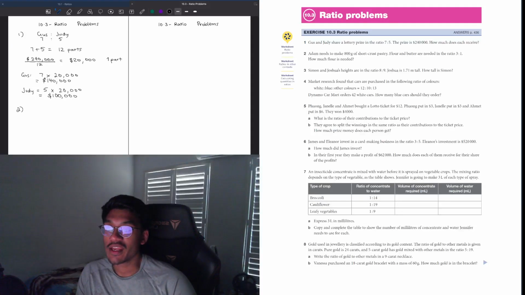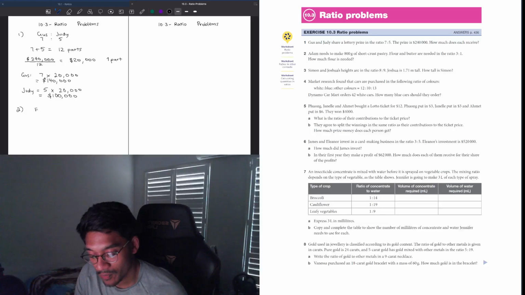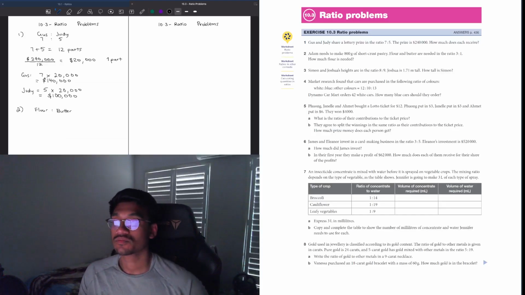Question 2. Adam needs to make 800 grams of short crust pastry. Flour and butter are needed in the ratio of 3 to 1. How much flour is needed? So we know that there's a total of 800 grams of this pastry, and to make that pastry we need flour and butter. So there's going to be a ratio of flour to butter.